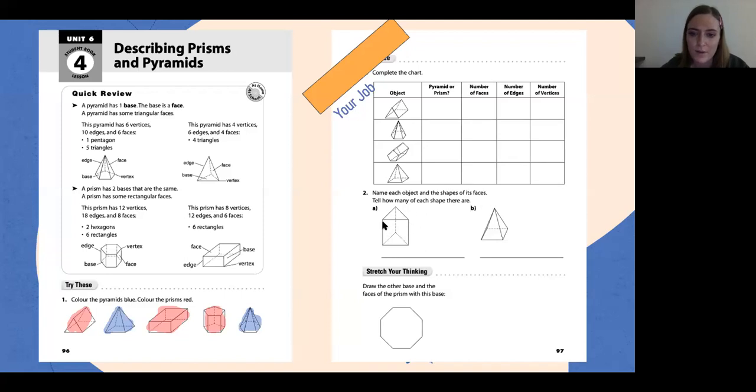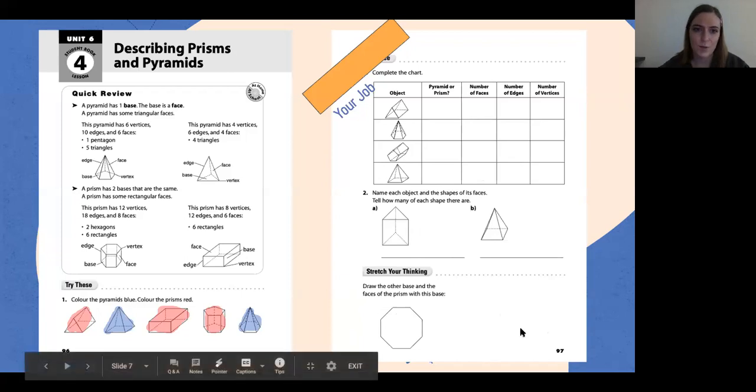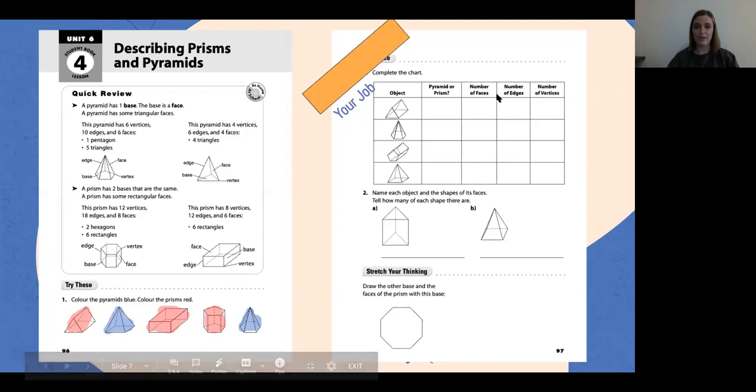So for this one, I would take a look, I would see what shapes I see and I would write them down. And I would say there are 2 of whatever I say this shape is, and there are 1, 2, 3 of whatever I think this shape is, okay? Last but not least, you're gonna draw the other base and attach it. So you're gonna turn this guy into its prism, okay? So that is part 1, just this page right here.